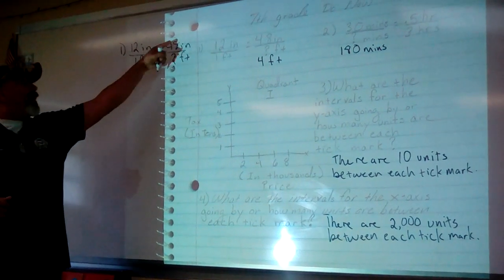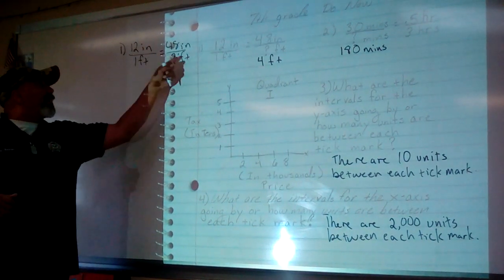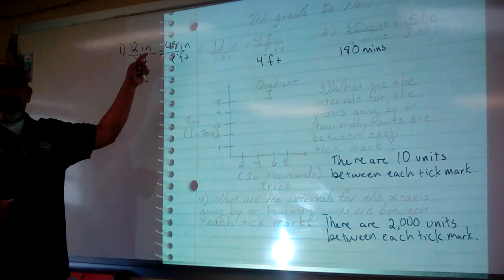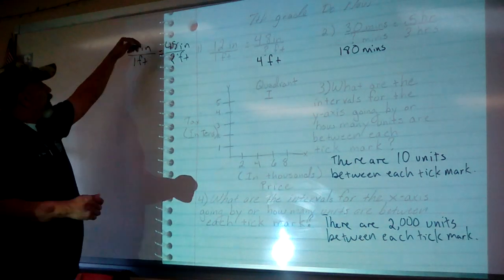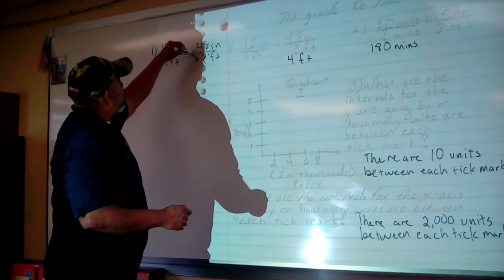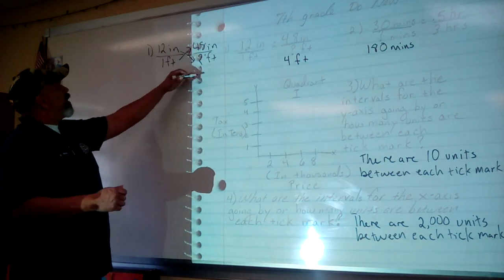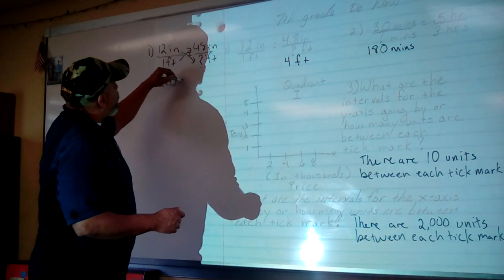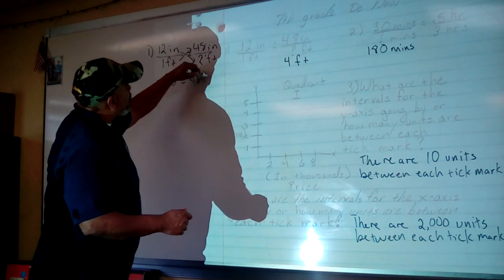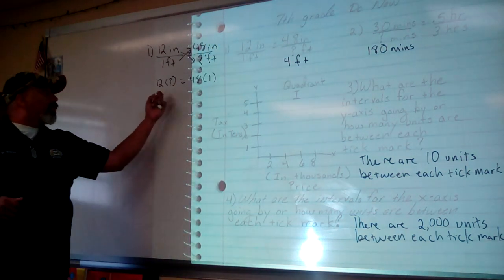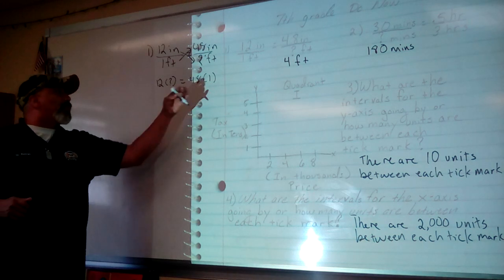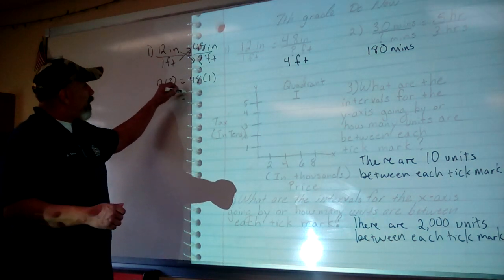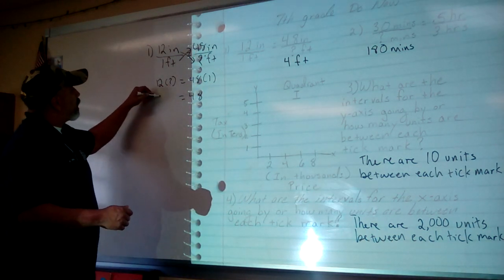When we do this, we have to remember that our labels are the same, going horizontally. When we do this, we can do cross product. We multiply 12 times our unknown equals 48 times 1. 48 times 1 is 48.